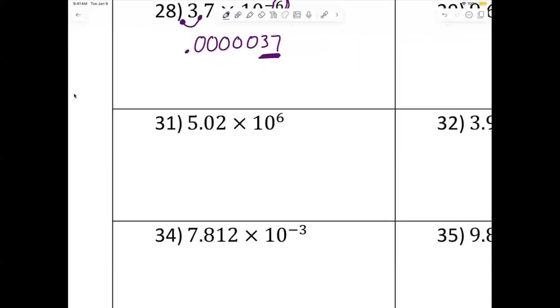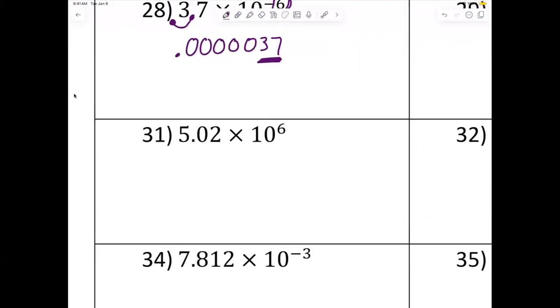Here we go. The first spot is the what? Tenths. This is the what? Hundredths. This is the what? Thousandths. This is the ten thousandths. Next, the ten millionths. So this number is 37 ten millionths.